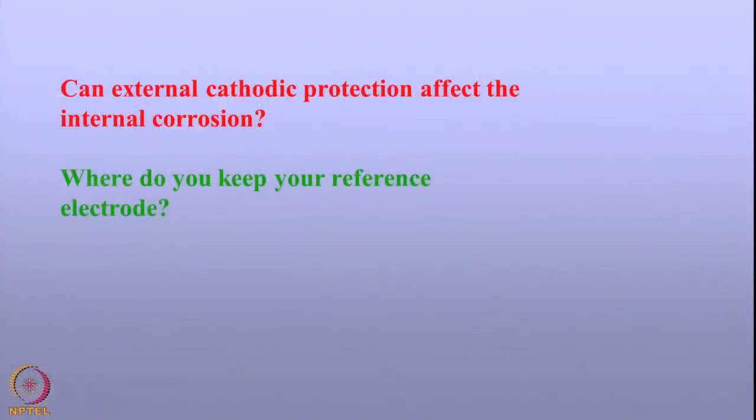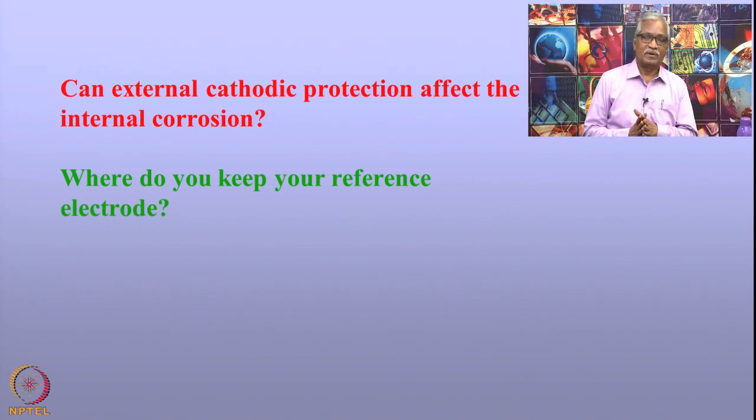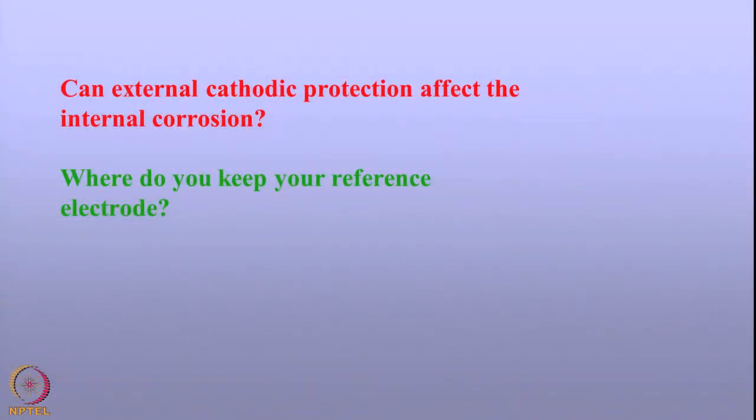The question that people ask often is, suppose we carry out the cathodic protection for the external surface, can it really affect the internal corrosion at all? It is necessary to understand that the external cathodic protection does not affect the internal corrosion, because the current flows between the anode and the external surface and it does not enter into the internal surface of the metal. As to the second point, where do you keep your reference electrode, we will come back to this later.